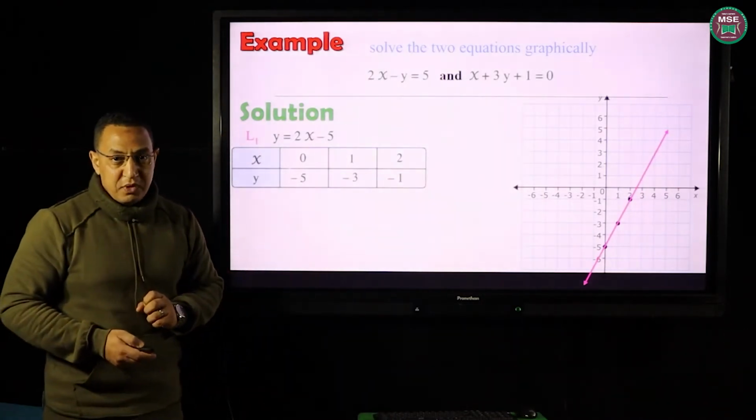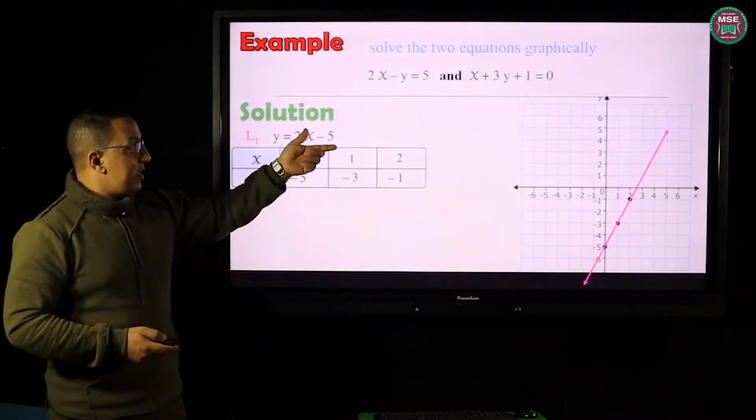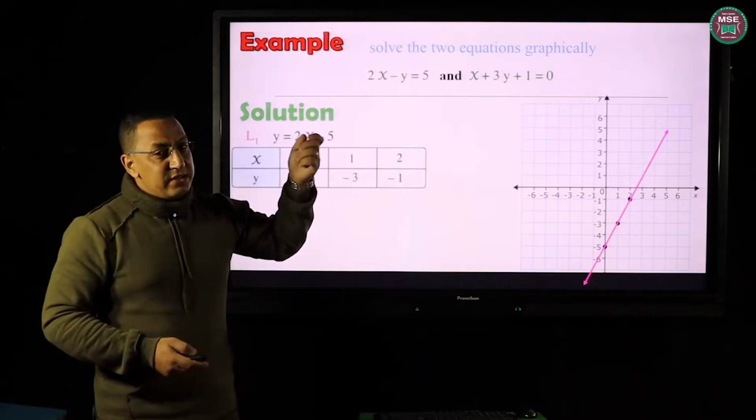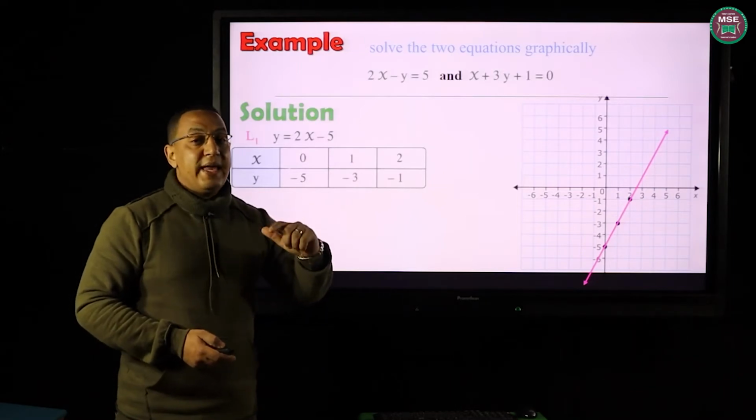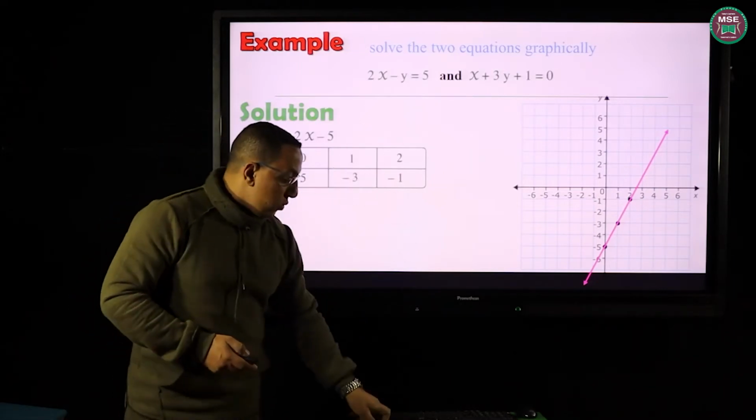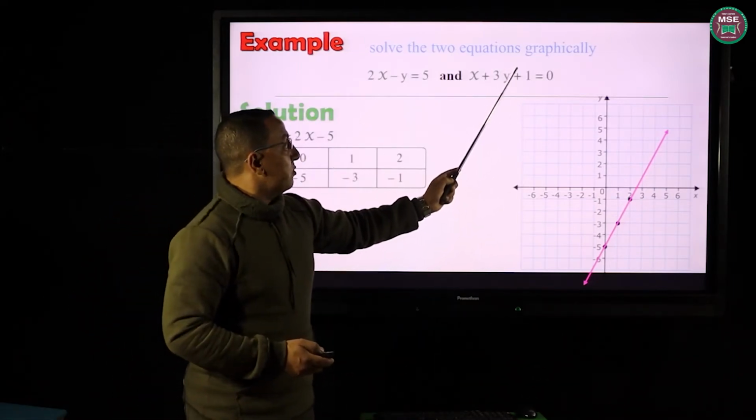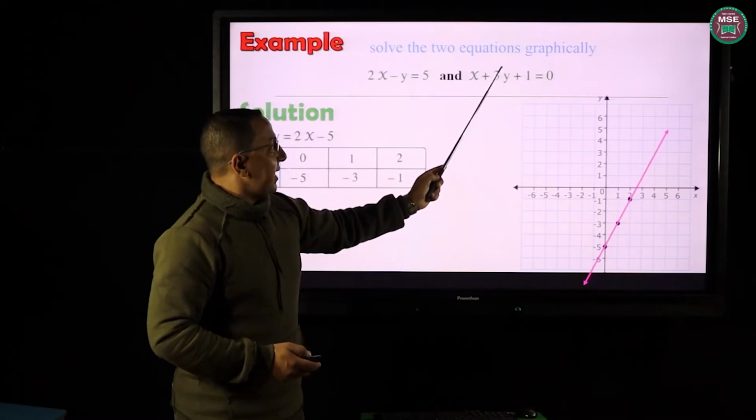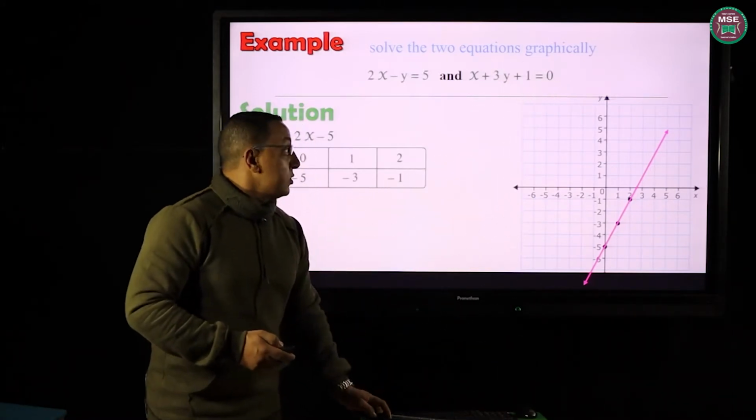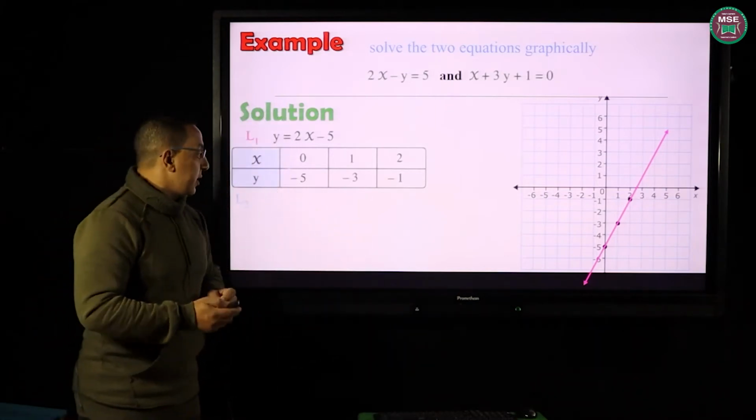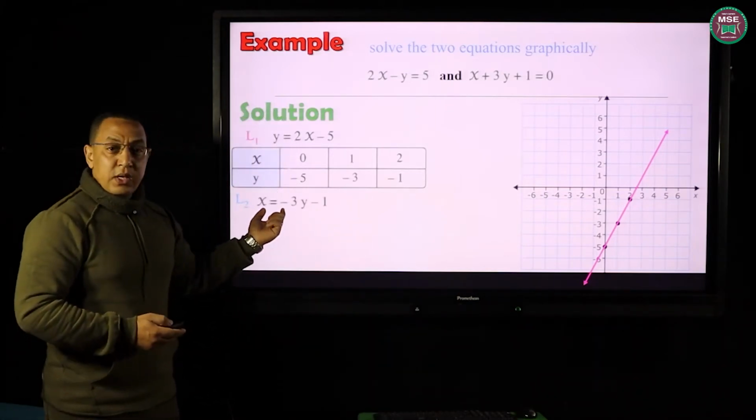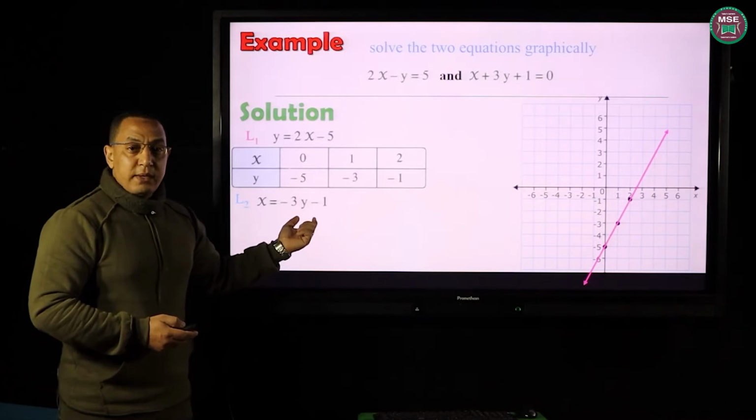The second equation, here it is easier to send y, not x. Again, it's easier to send y to the other side. I'm going to send 1 to the other side and 3y to the other side. So x will be equal to negative 3y minus 1, like this.